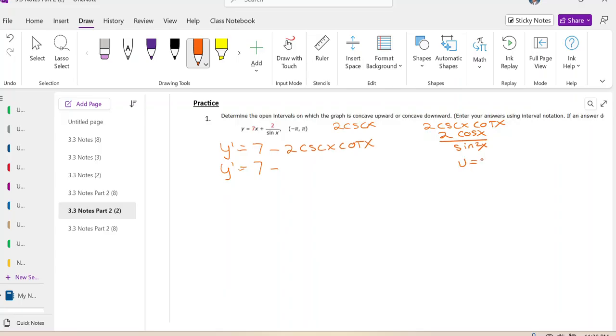So we have u equals 2 cosine x. So when we do double derivatives, we have u equals 2 cosine x, u prime equals negative 2 sine x. The denominator v is sine squared. The derivative of that is 2 sine x cosine x using the chain rule.